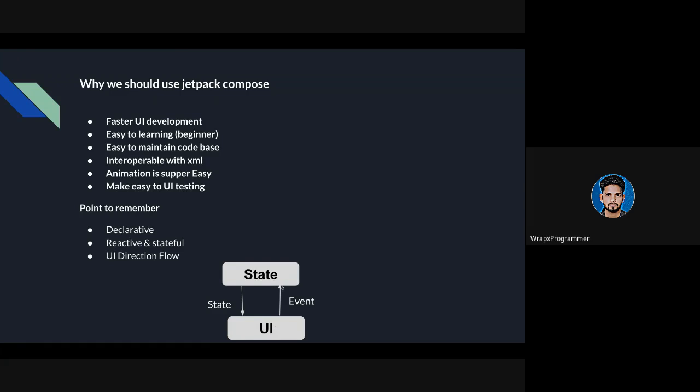Like if you have an activity and a view model, the view model will give a state, and from the activity to the view model, it will flow events. Okay, what is an event? An event is basically all your clicks, gestures, and all this stuff.